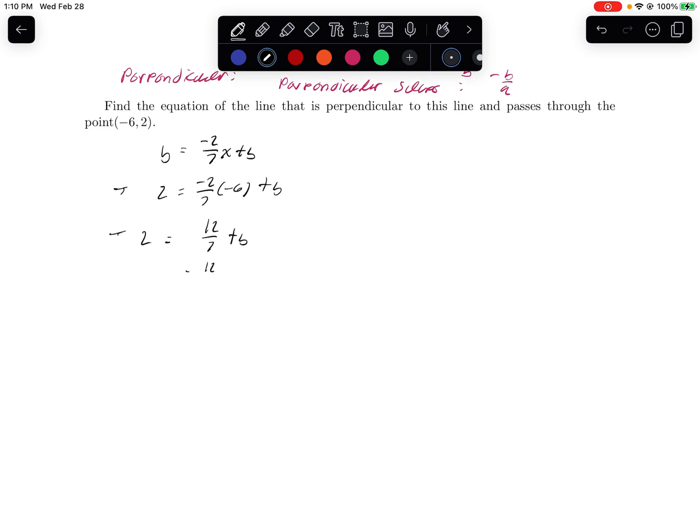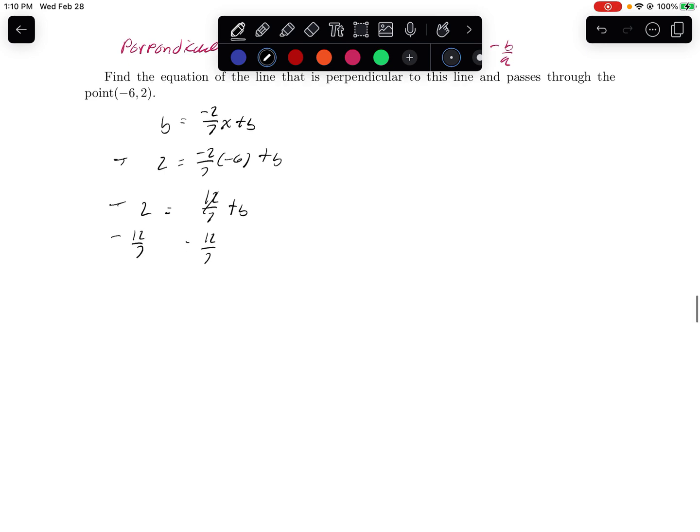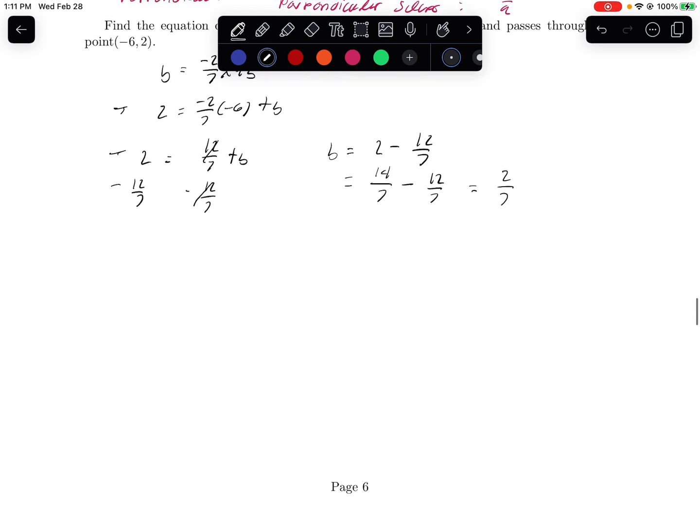So let's solve for b. So we have minus 12 over 7. Okay, and then what we're going to do here is we're going to say b is equal to 2 minus 12 over 7. And let's see if we can rewrite 2 so that it has a denominator of 7. Well, 14 over 7 is 2. So this is the same thing as 14 over 7 minus 12 over 7. So we end up with 2 over 7. So the actual answer here is going to be y equals negative 2 over 7 x plus b, and b is 2 over 7, so we have plus 2 over 7.